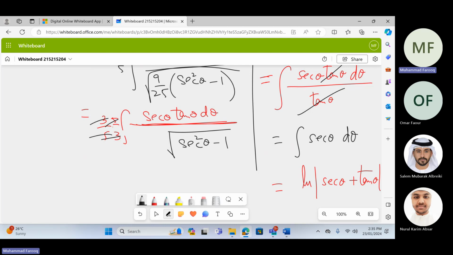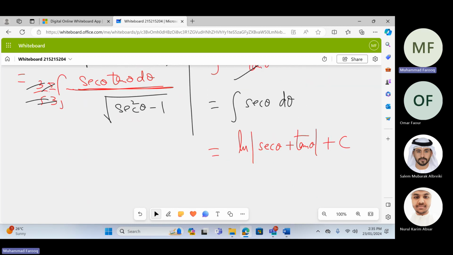See the square root of secant square minus 1. It should be square root of tan square. And tan square is absolute value. Okay. Now understand? Yes. Now we need secant theta value and tan theta value.